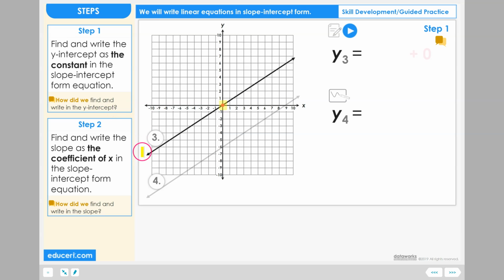We find the y-intercept by locating where the graph crosses the y-axis, but in this case we don't write it down because plus 0 will just show as no term there at all.